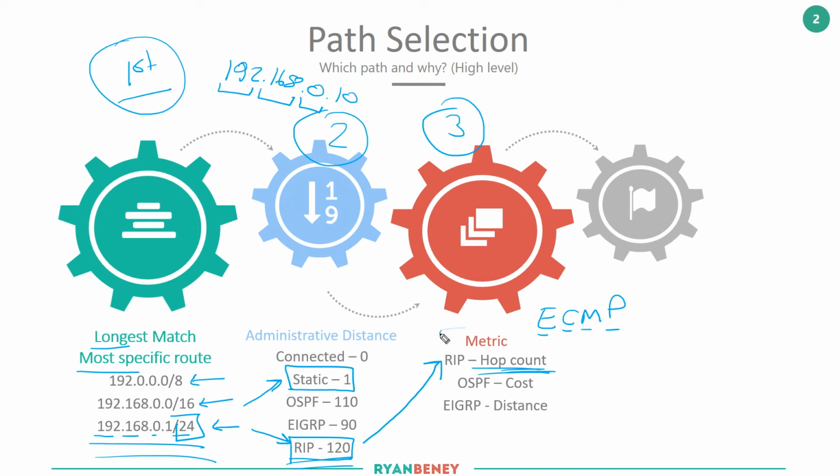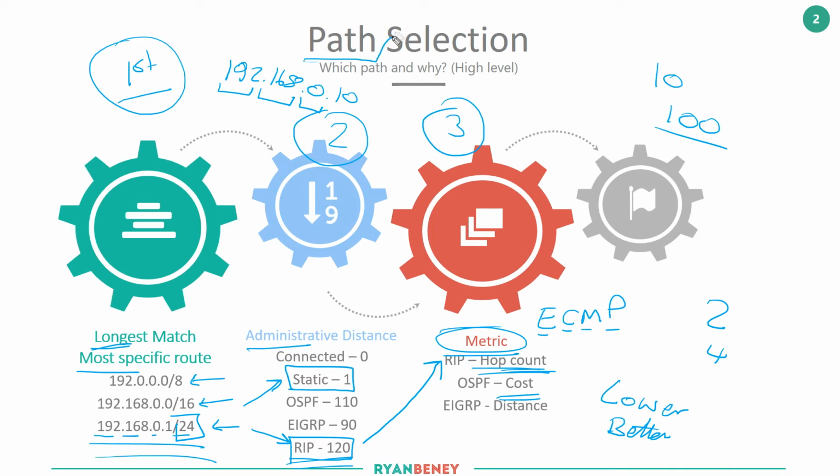Now with the metric, in all protocols, it will always be the lower is better. So 2 hops is better than 4 hops, and in OSPF, the cost of 10 is better than the cost of 100. So this path selection process is something that you need to remember, and you need to know when the longest match, AD or metric, is making that decision to a particular path.